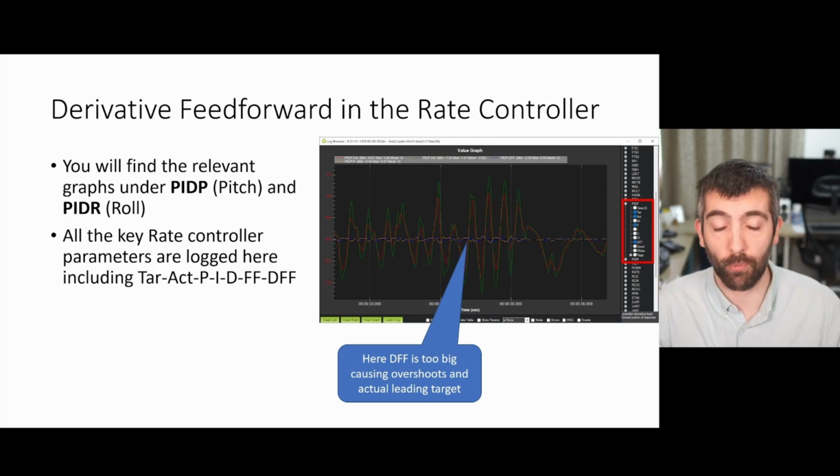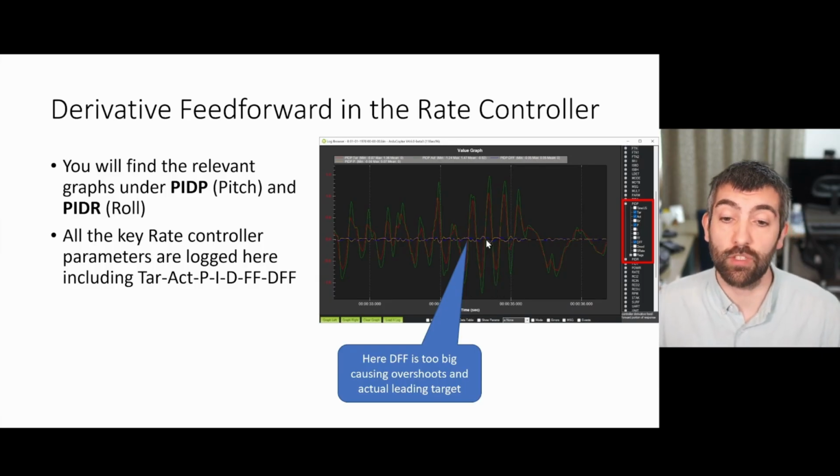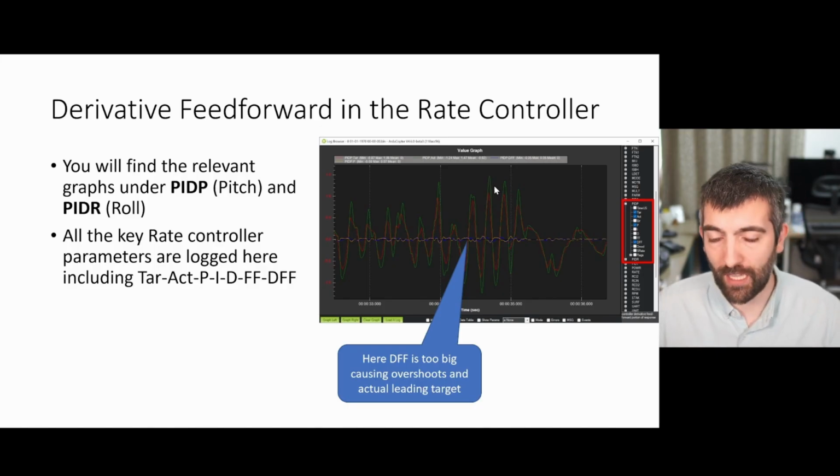That's not desirable. And you'll also see that too much derivative feed forward will cause overshoots, like I've got in this log here, where there's so much derivative feed forward that the actual value is actually getting ahead of the target. You can see green here is ahead of red, and you get a big overshoot. That's not desirable.